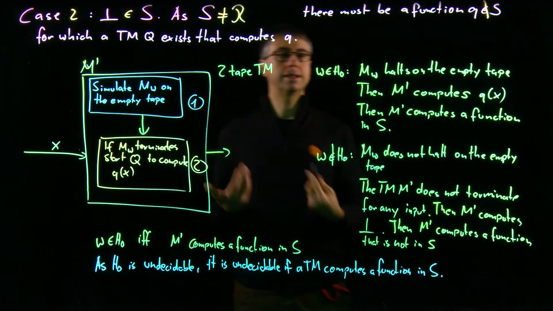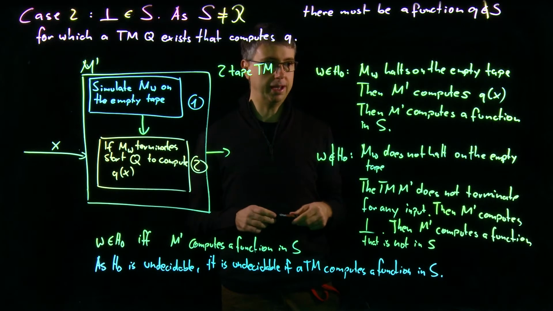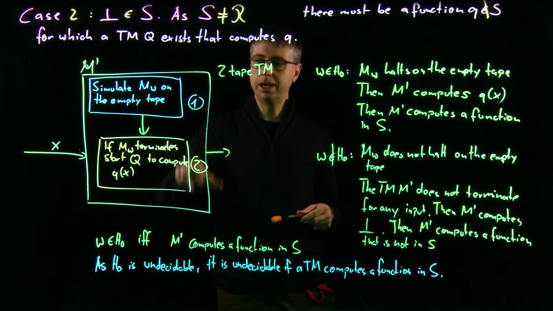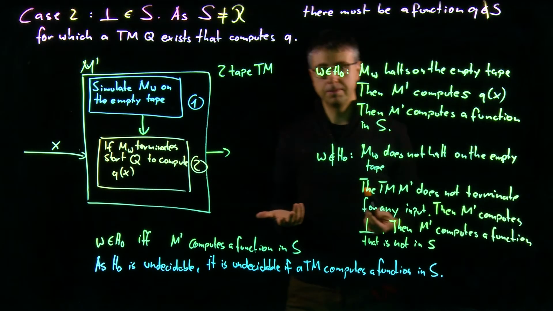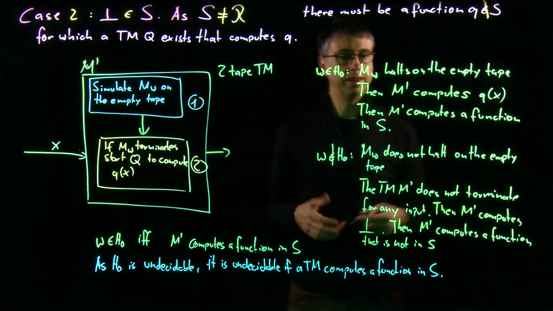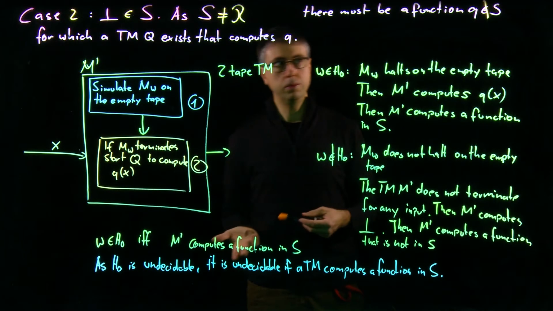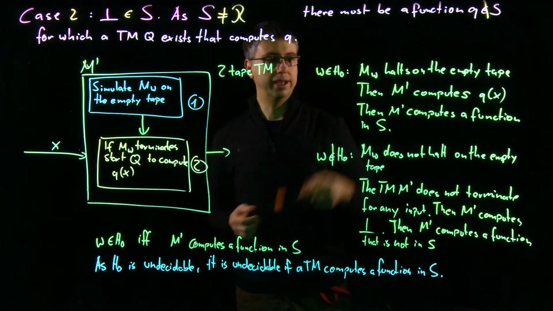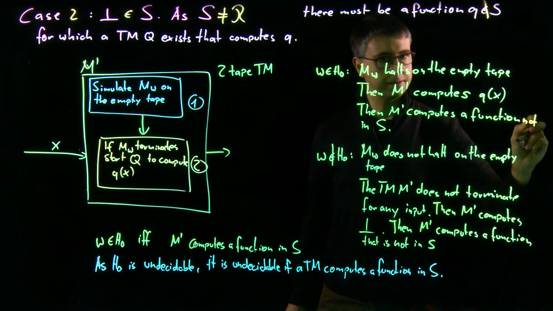holds on the empty tape. If it holds on the empty tape, then this Turing machine Q is eventually started, and this Turing machine Q computes Q of x. So in this case, this combined Turing machine still computes Q, which now is not in S. So this is a function that is not in S.